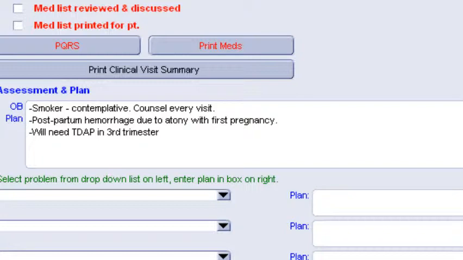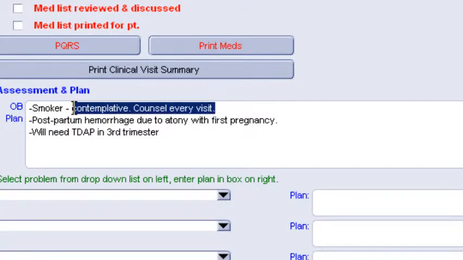And this is a place where we keep a running list of issues in the pregnancy that need to be followed up over time. And the fact that it populates from the prior visit helps us keep track of things over the course of a pregnancy. And so you can see here they've entered that this person is a smoker and is contemplative and should be counseled at every visit. And let's say today she's decided to quit. We could change that and say has decided to quit. And then that will be there for the next provider as well.